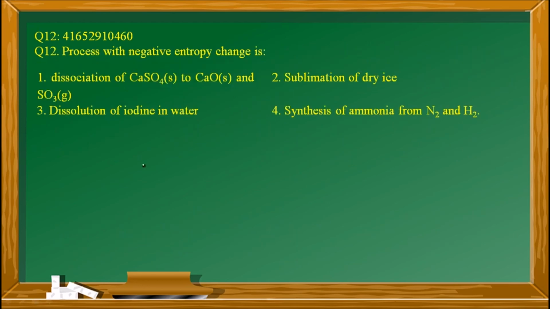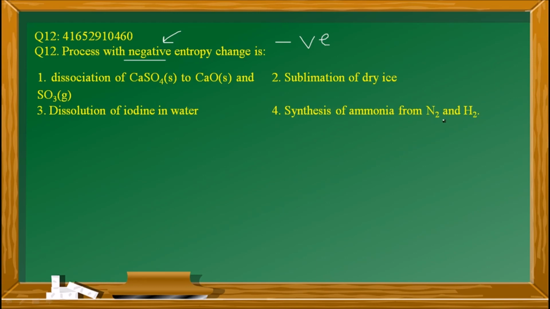Next, question number 12: process with negative entropy change. Be careful, friends, this is the question where they are insisting on negative entropy, that is, delta S is negative. Dissociation of 1 mole of calcium sulfate to calcium oxide and sulfur trioxide: when one molecule forms 2 molecules, the entropy change is positive. Sublimation of dry ice: dry ice is solid and becomes gas, so the entropy change is positive. Dissolution of iodine in water: iodine is solid, and if you dissolve it in water, it is also positive entropy.